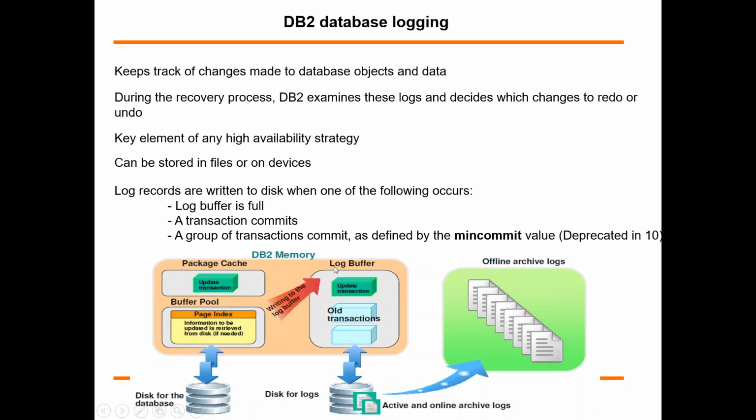The changed information is written into the log buffer, right? This log buffer has a specific size. I'll show you in the next slides. Once this log buffer is full or a transaction commits, the information is written into logs which exist on a disk so that they will be preserved for some time, which we call active and online logs. From here, you'll move those logs to an offline archive location for longer storage time.